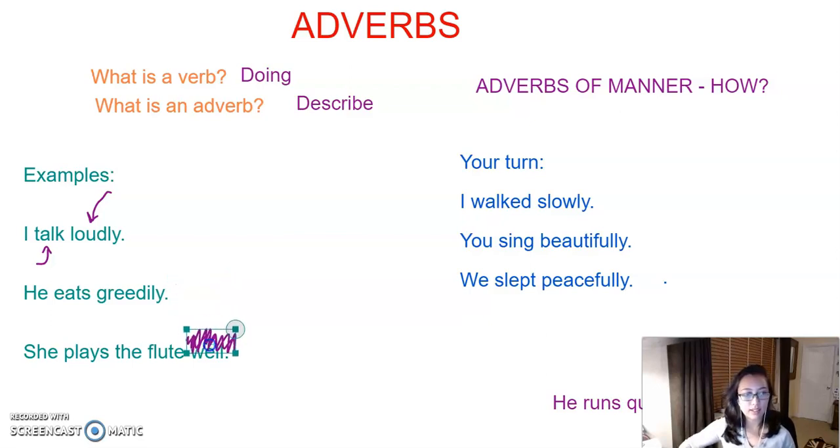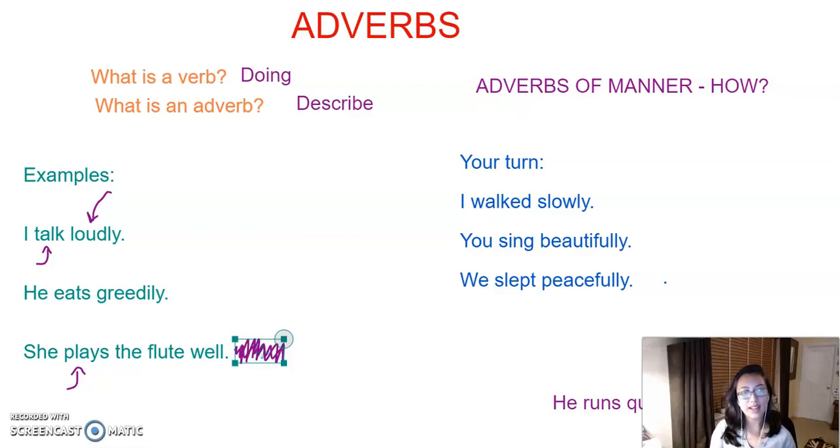And then in the last sentence, I'd have the student highlight the verb again, because the addition of the object, the flute, might make things a little bit more complicated. So we know that the verb is plays, and then again, we want to know how she plays the flute. We want to know more than the fact that she just plays. So we add the adverb in, and now we know that she plays the flute well.